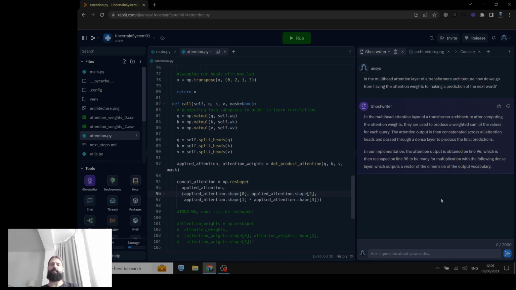You see, that's the problem. I've got something wrong here. So to be ready for multiplication with the following dense layer, which outputs a vector of the dimension of the output vocabulary. Do these things need to have like an actual vocabulary? That's a good question. Actually, I didn't think about this.